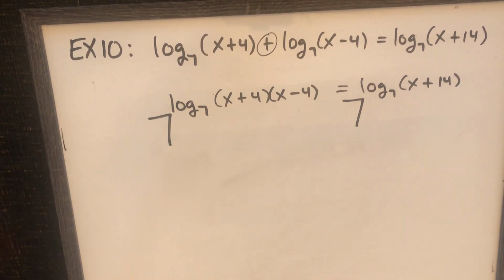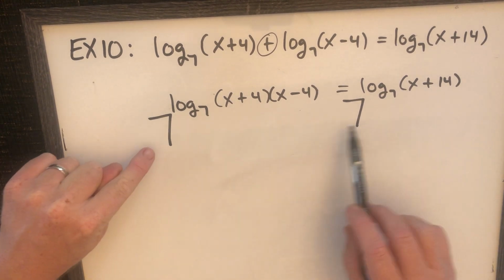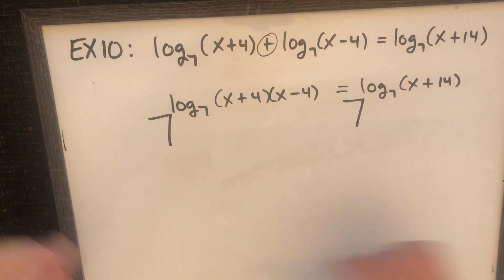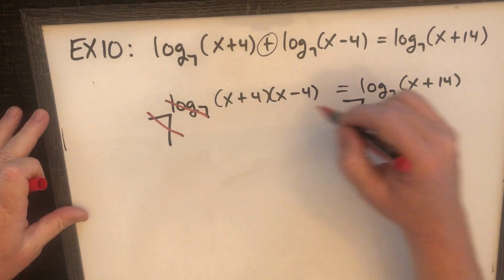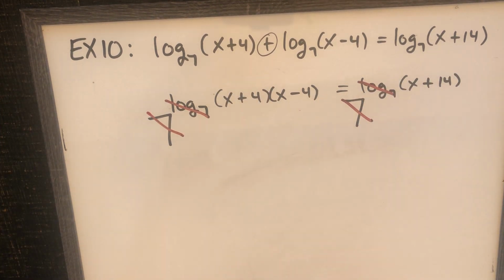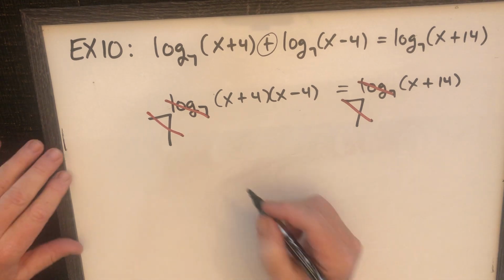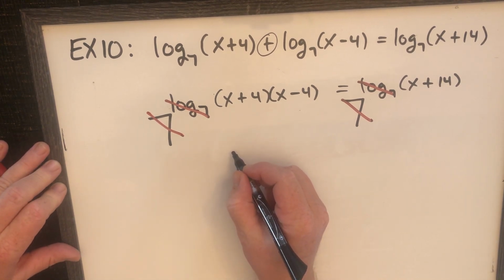Raise both sides to the base of 7. Notice that we're just using the 7 as a tool. All right? The 7 is just helping us kill the logarithm or cancel out the logarithm. It plays no part in the final answer.